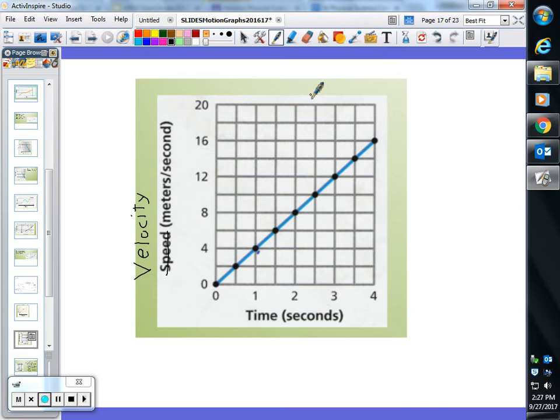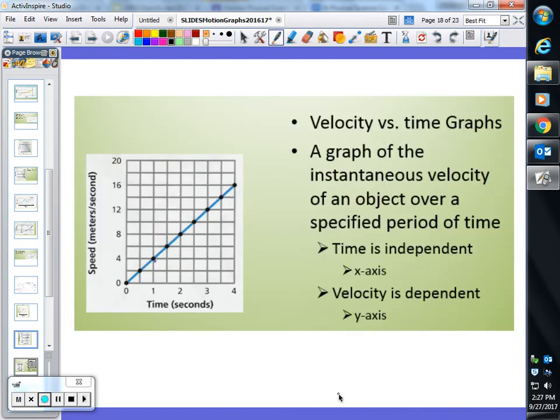So according to this graph, how much does the velocity change? 16, right? It goes from 0 to 16 on the velocity axis. How much time goes by during that change? 4 seconds, right? So if it changes by 16 meters per second in 4 seconds, that's an acceleration of 4 meters per second per second. Good there? All right, so velocity versus time graphs. Velocity versus time graphs are graphs of the instantaneous velocity. Are we cool with that word, instantaneous?